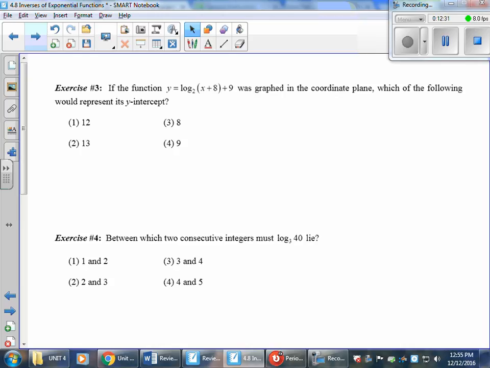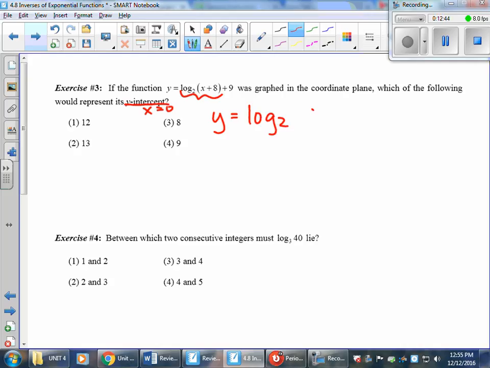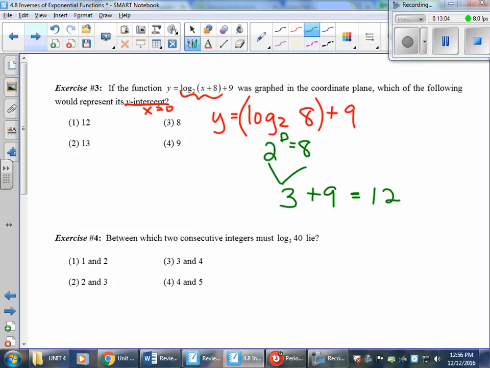This whole thing here means, I'm going to remind you, y-intercept, ooh, that's a good idea. Let's start with that. That means x has to equal 0, right? So we have y is equal to log base 2 of 8, because 0 plus 8 is 8, right? Plus 9. So let's do this. What is log base 2 of 8? Use your loop. This means 2 to the what power equals 8. So we're talking about 2 times 2 is 4 times 2 is 8. So this is 3 plus 9 is equal to 12. So my answer is right here, number 1.